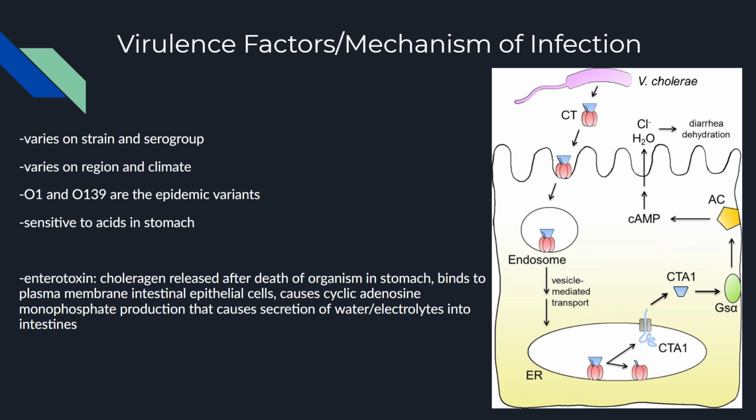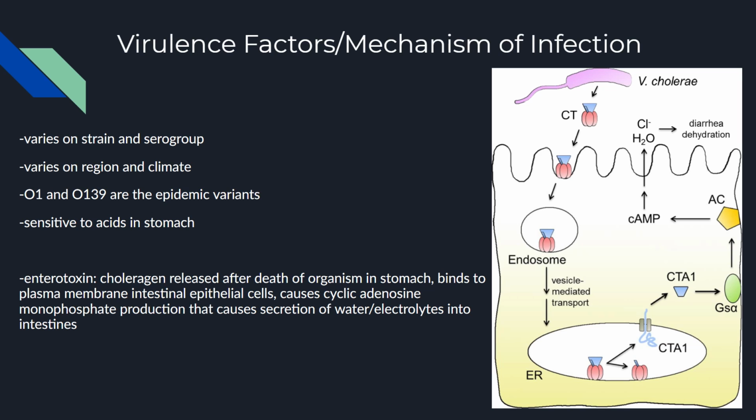So, on virulence factors and mechanism of infection. This varies by strain and serogroup, as previously stated, and it also varies by region and climate. The O1 and O139 strains are the epidemic variants, that's the one you've got to keep in mind. It should also be known that these are sensitive to acids in the stomach and acids in general. As you can see in the picture on the right, they die when they are submerged in acid, like in the human stomach.